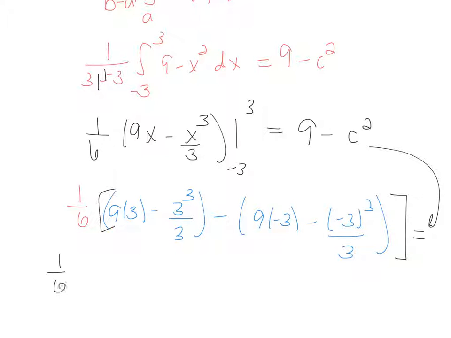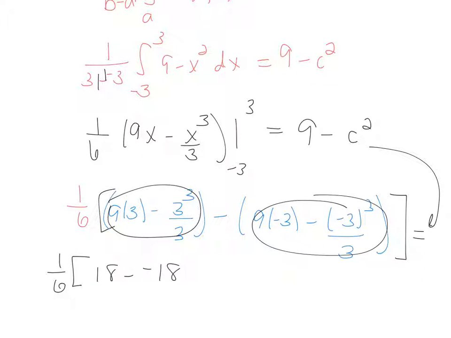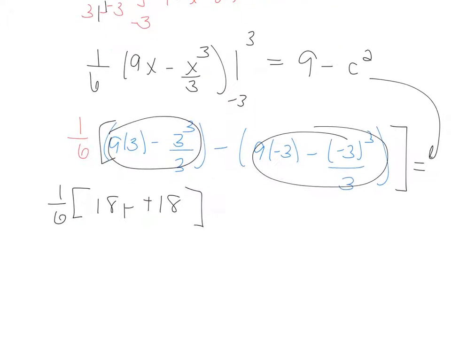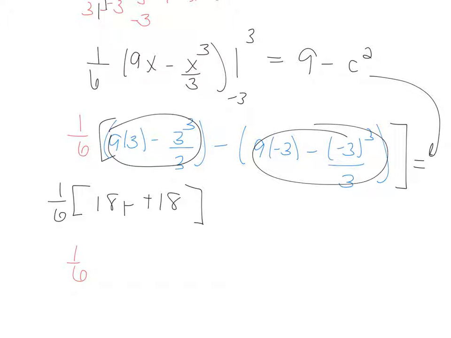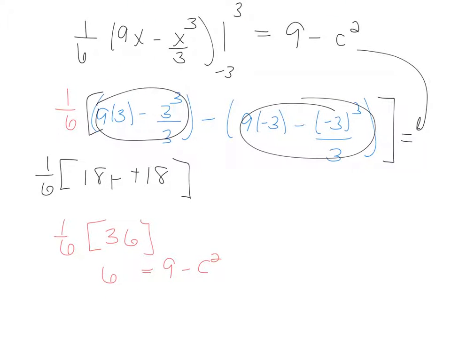Okay, so I have 1/6. This section here becomes 18 minus this section here becomes negative 18. These become positive. So I have 1/6 times 36, and that becomes 6. So I'm going to set that equal to 9 minus c squared, because that's what we're doing here. If you look up here, that's what we're setting it equal to. And I'm going to solve for c.